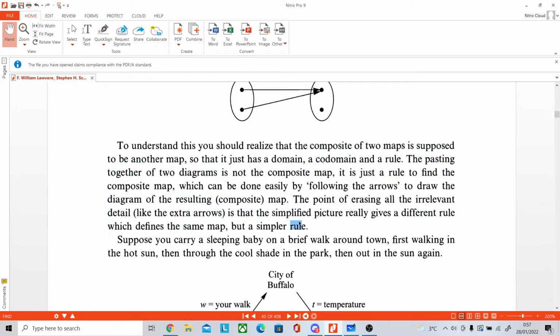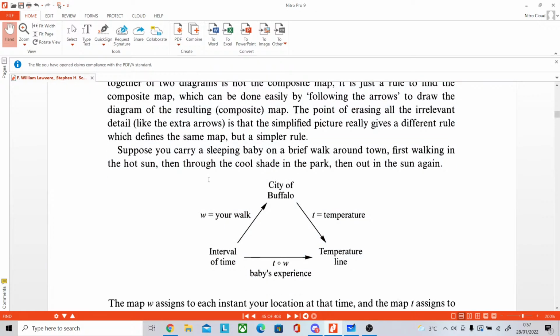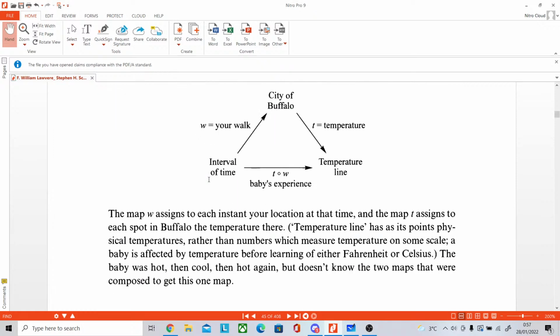Okay. Suppose you carry a sleeping baby on a brief walk around town, first walking in the hot sun, then through the cool shade in the park, then out in the sun again. What?